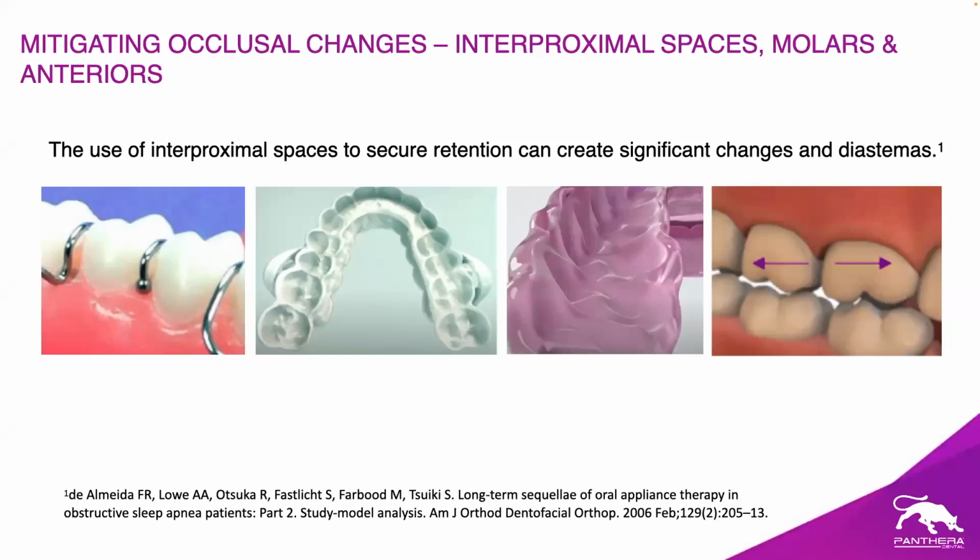The next thing that they do when they make this appliance is they need to mitigate occlusal changes or interproximal spaces in the molars, premolars, anteriors, anywhere you're talking about. And when you start to engage or put a metal clasp or put acrylic or put nylon in between these contact points, it acts like a wedge. The same wedge that we put in when we're doing a class 2 composite or a class 2 amalgam, and we put our matrix bands on and we wedge it.